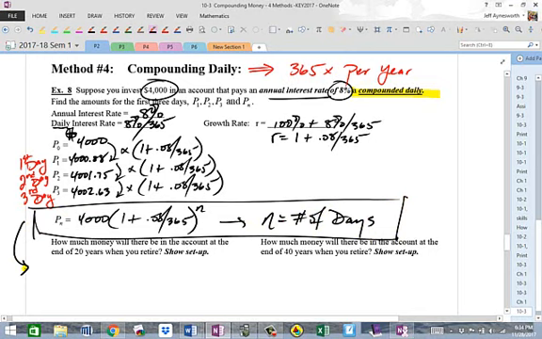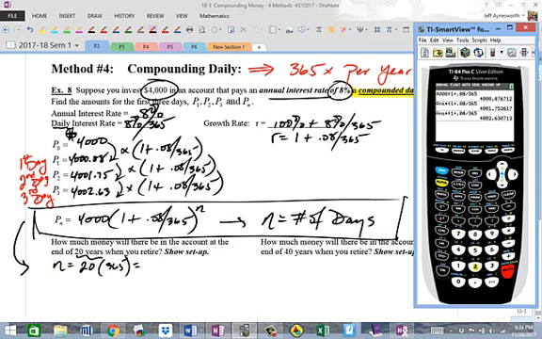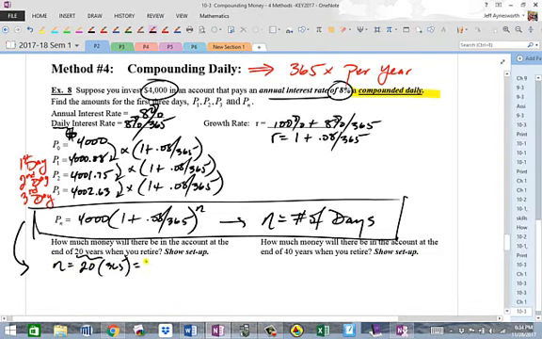So after 20 years, well, let me see, 20 years. In 20 years, how many days are there? So n equals 20 times 365. So 20 times 365, that equals 7,300 days. So the bank is going to compound or add interest in your account 7,300 times over a 20-year period. So you have to figure out piece of 7,300. So you take your initial investment.